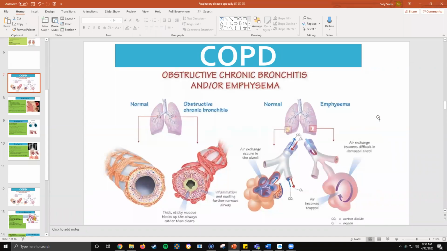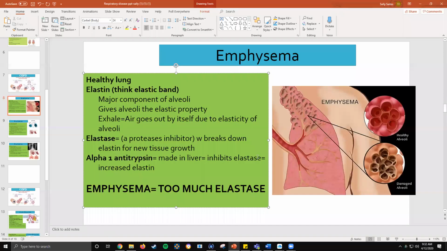Okay, so continuing with our respiratory disorders, and now we're going to actually go over emphysema first with COPD. So COPD is a combination of chronic bronchitis and emphysema. Okay, emphysema. So let's talk about a healthy lung first.